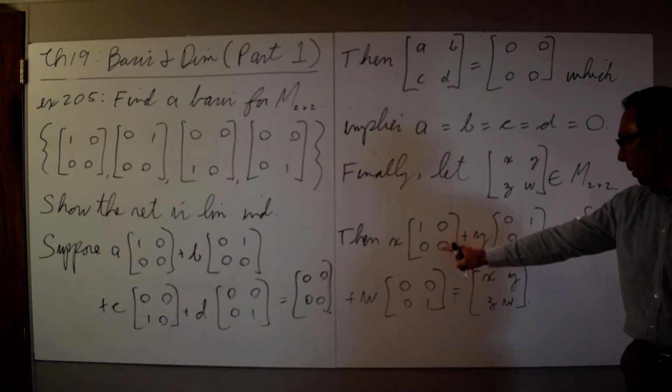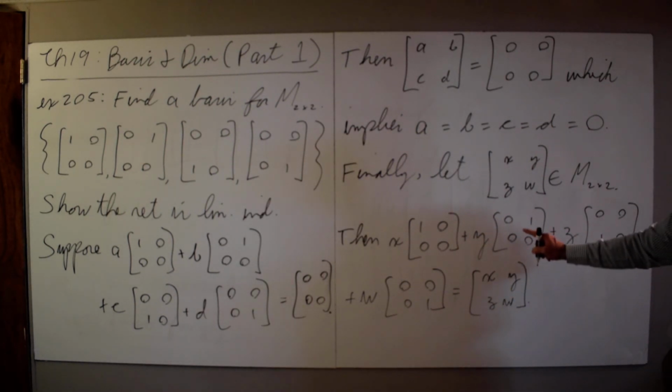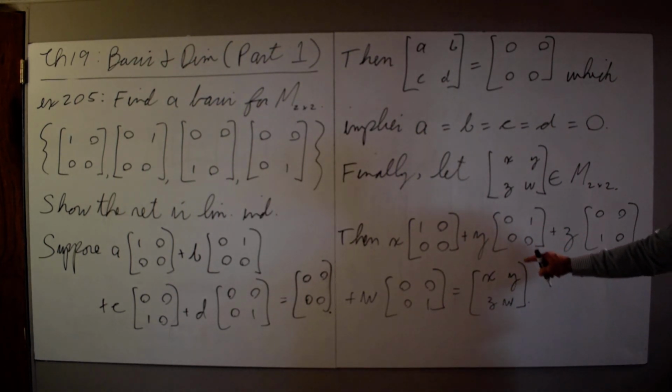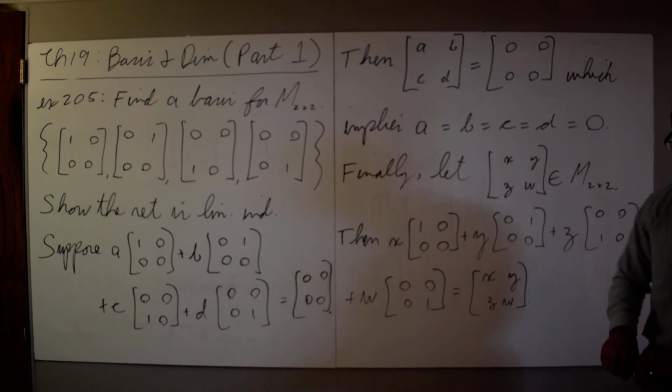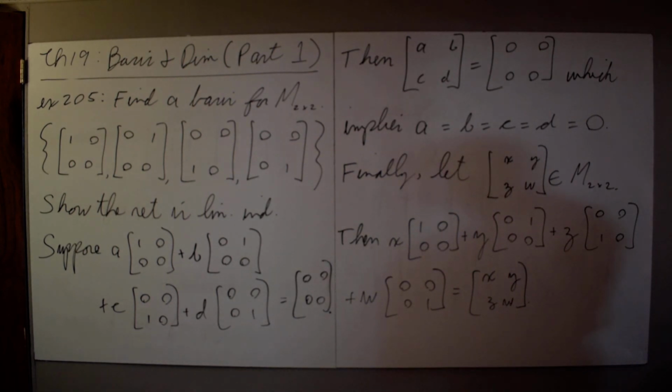I call these matrices because it's what they are, but we can also call them vectors because they are vectors in the vector space M sub 2 by 2. So that is the conclusion of the first video from chapter 19.